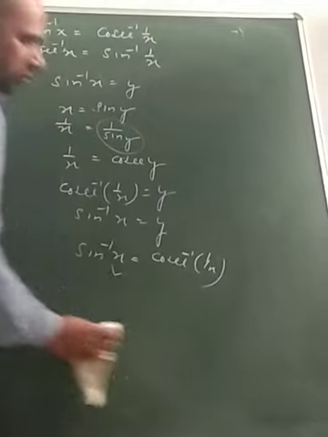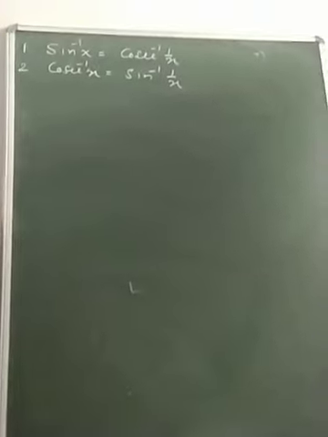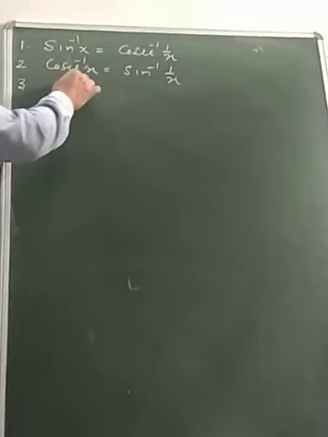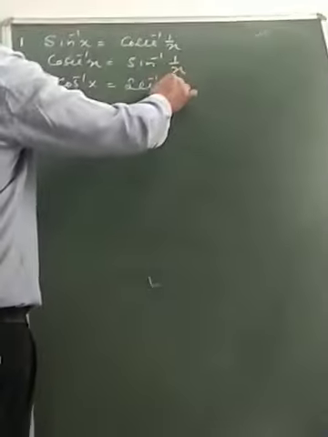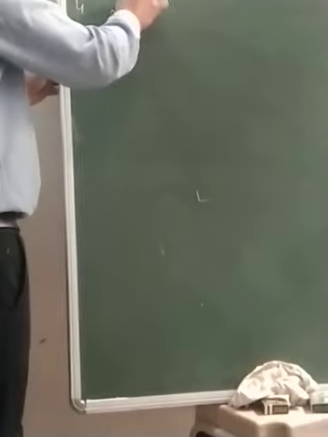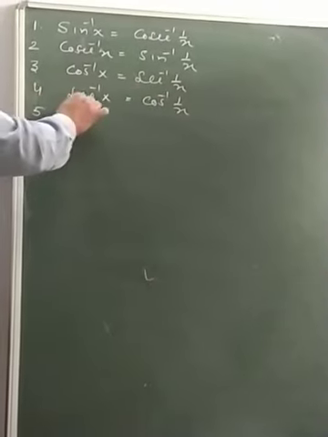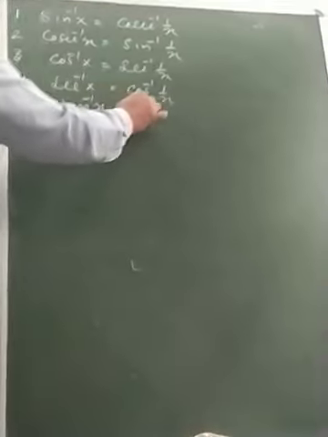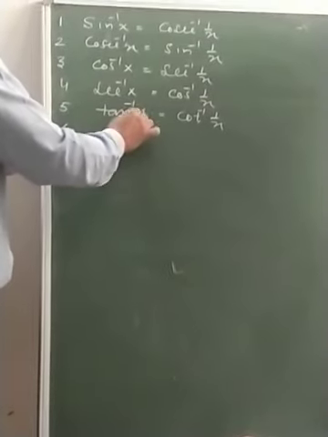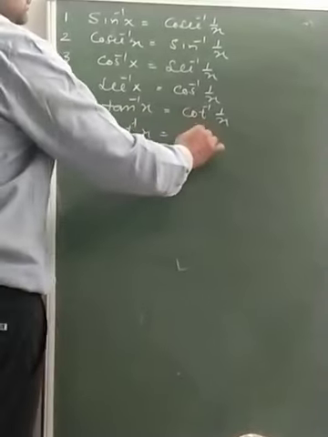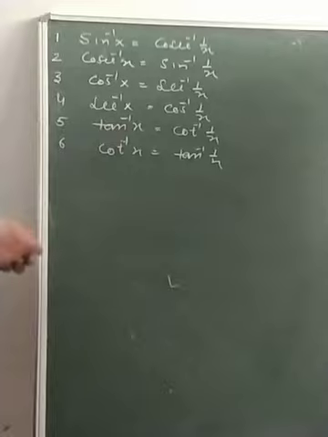So similarly, the other properties you can verify yourself. Cos inverse x is secant inverse 1 by x and secant inverse x is cos inverse 1 by x. Tangent inverse x is cot inverse 1 by x. Cot inverse x is tangent inverse 1 by x. Okay, so keep in mind these 6 properties.